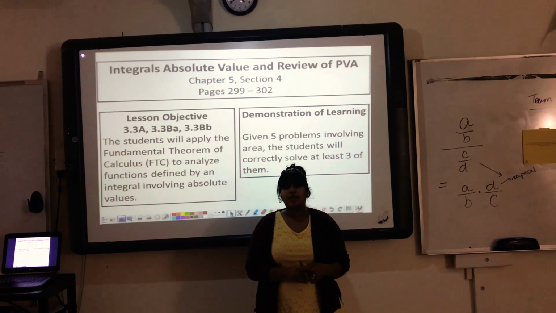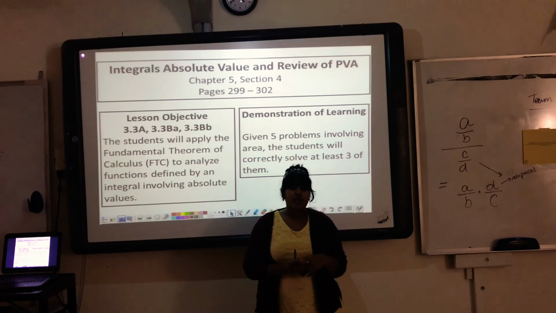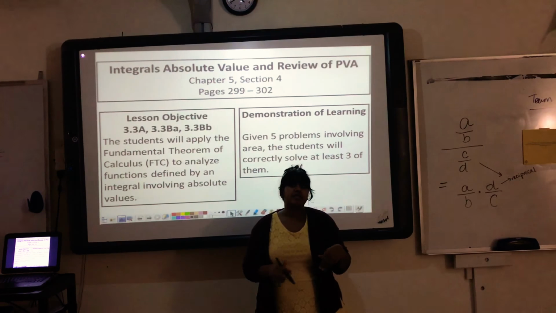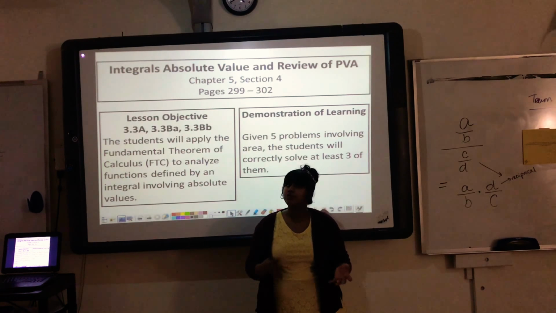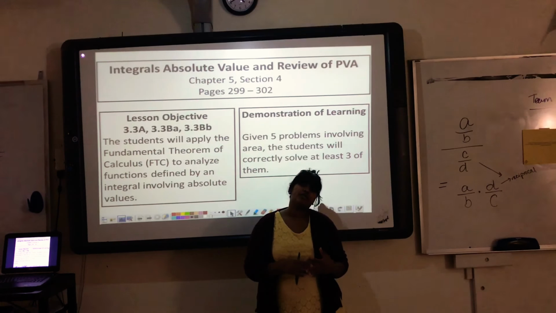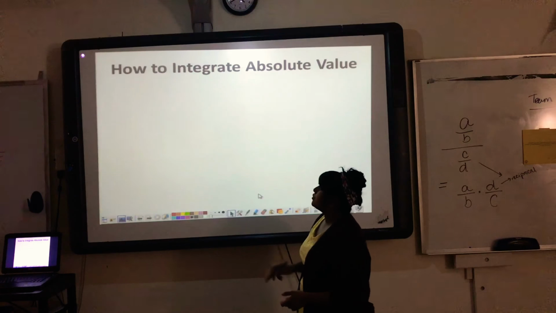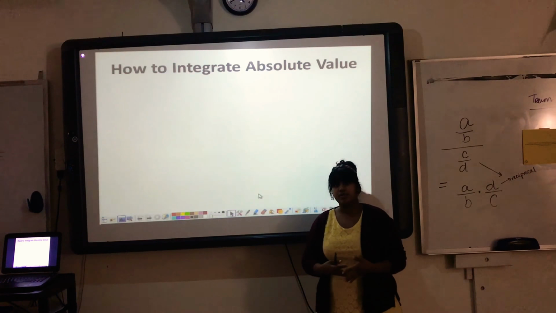Alrighty, today we're going to talk about Unit 8.1. We are going to learn how to integrate absolute values, and we're going to do a little bit of review to PVA. This is going to help us move into 8.2 and 8.3, where we're going to talk about integration involving area and volume. First thing we're going to do is figure out how do we integrate absolute values.